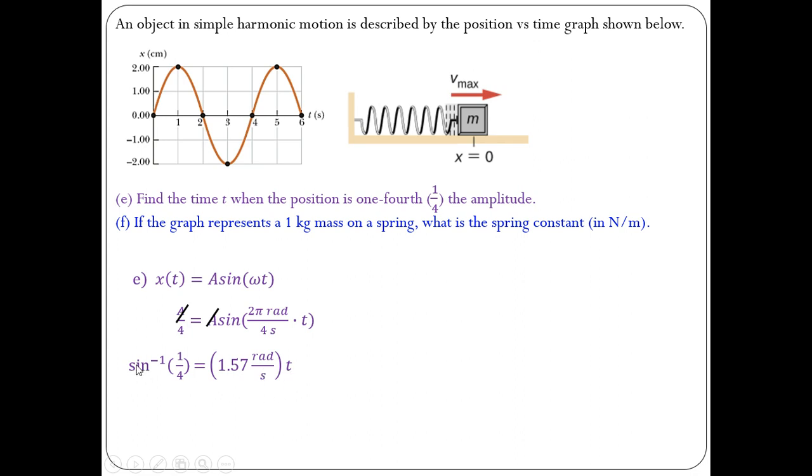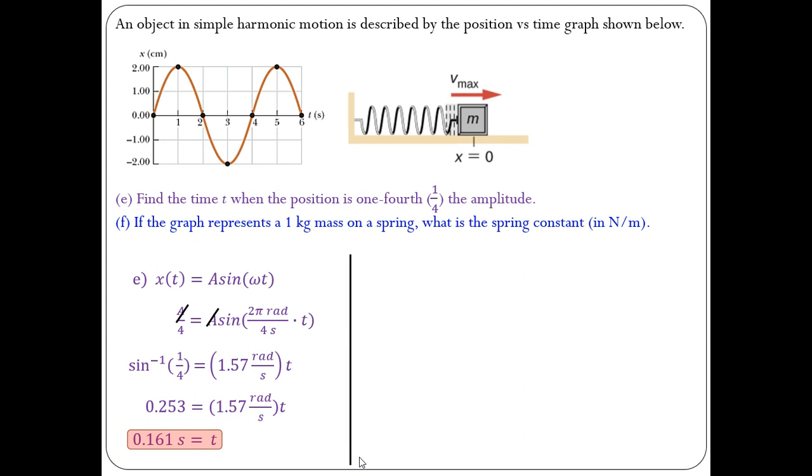So if you punch in your calculator inverse sine of 1/4, you should get a value of 0.253. And then to solve for t, we simply divide both sides by 1.57. If you do that properly in your calculator, you should get a value of about 0.161 seconds. All right, let's go to part F.